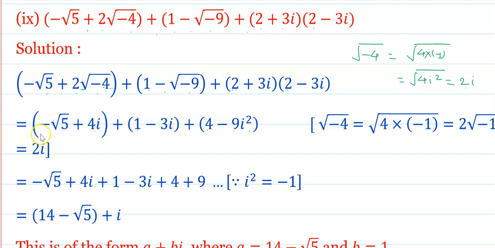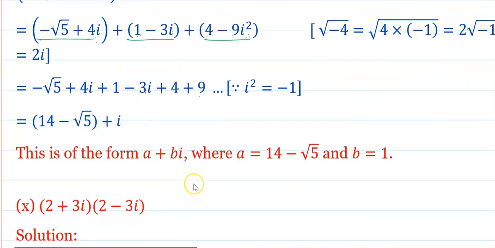आता या ब्रॅकेट्स, this is the first bracket, this is second and the third one. Next, minus root 5 plus 4i, 1 minus 3i, 4. Now it is a minus and minus, that will become plus. That becomes plus 9. Okay. The real and imaginary part. This is the 4i minus 3i. Overall, you are getting only i.